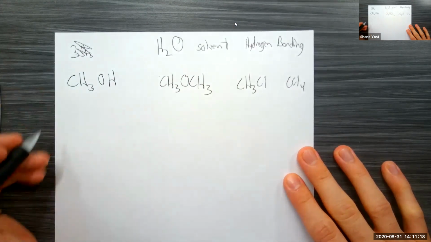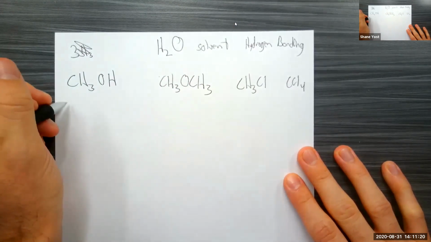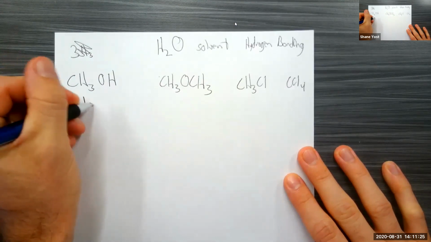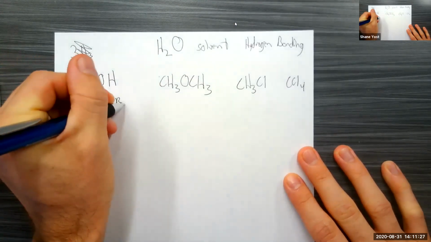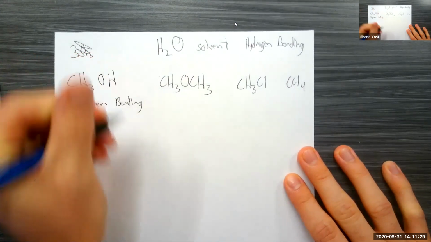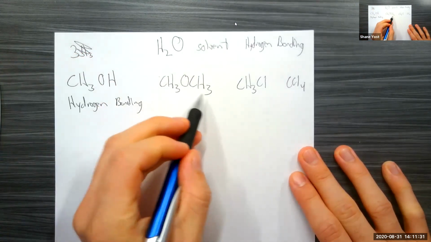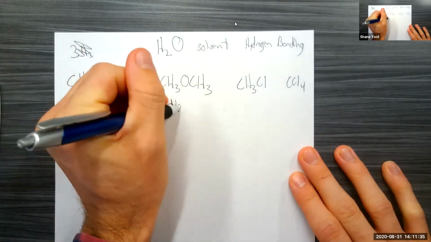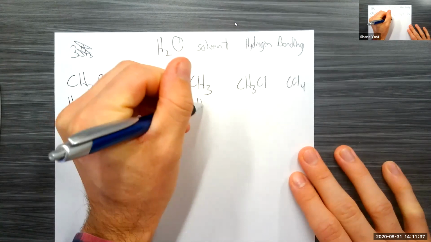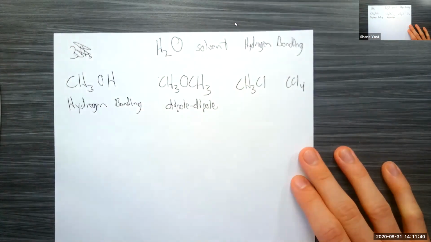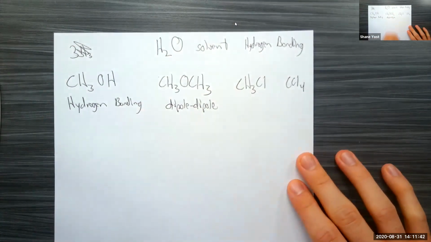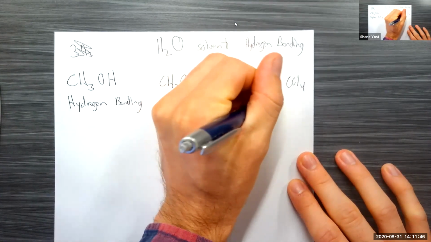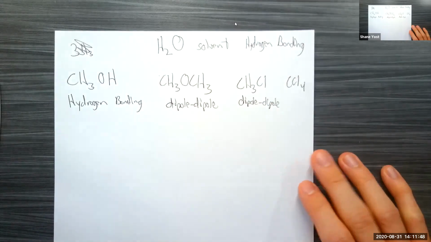So CH3OH, what's its most dominant intermolecular force? Hydrogen bonding. And then what about CH3OCH3? Dipole-dipole. And then CH3Cl. Dipole-dipole. And CCl4.